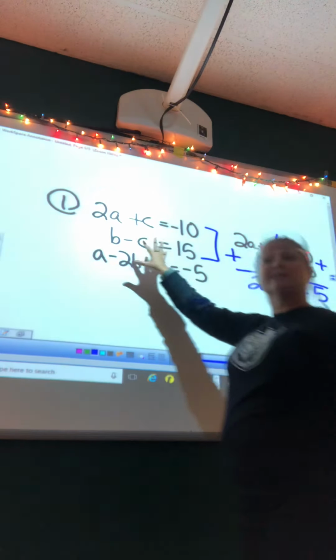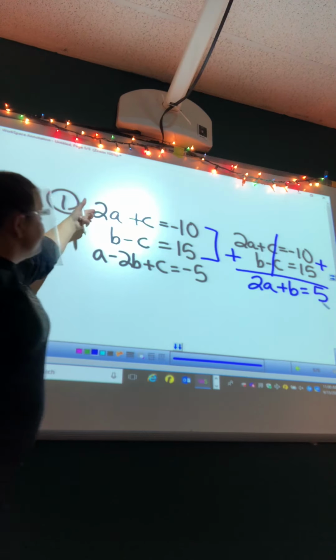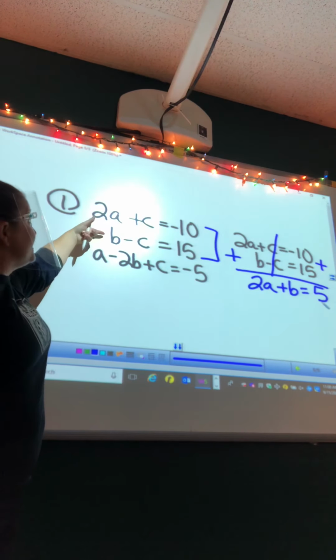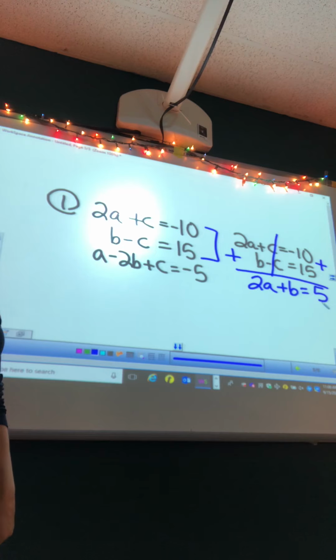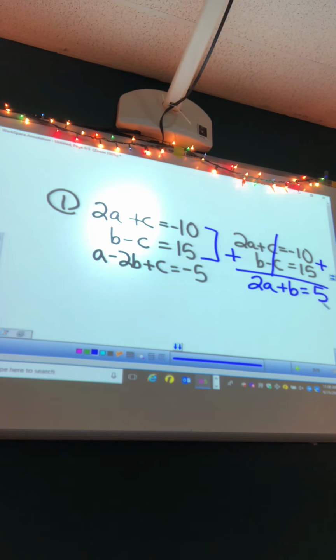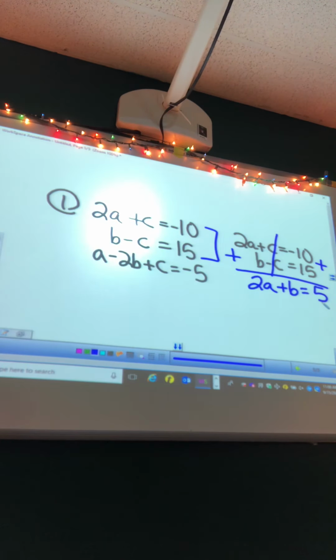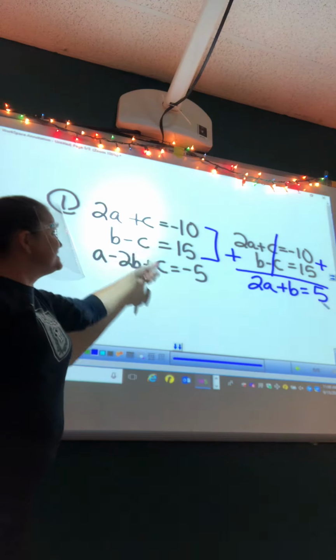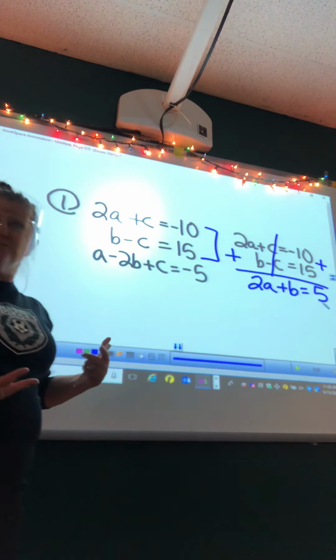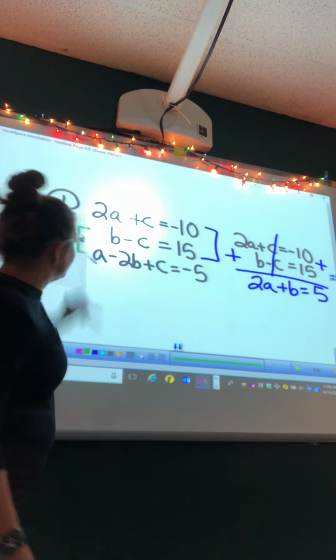We said we were eliminating C's, correct? Yes. All right. So can I look at my first and my third, or should I look at the second and the third? Second and the third. Why would you say that? All right, very good. So they cancel out because they're already positive, negative, correct? So we're going to go ahead and look at second and third.